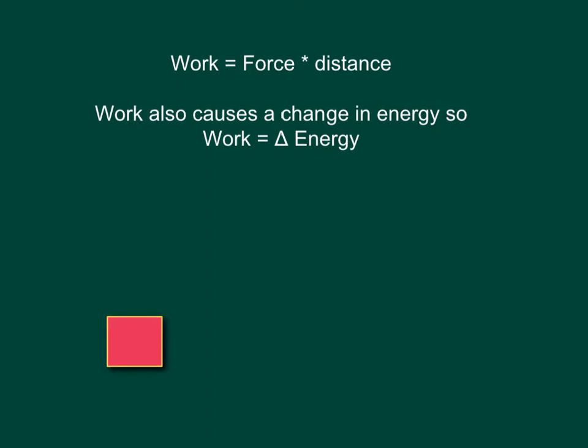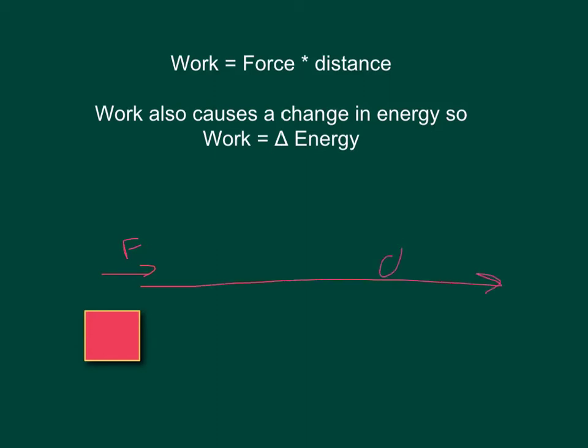Okay, one definition of work is a force applied over a distance. So I can take my box and I can push it and I can apply a force to it over a distance. So here's my force, and then I move it this far, my distance, and then I can get my work. Okay? So that's one definition of work.